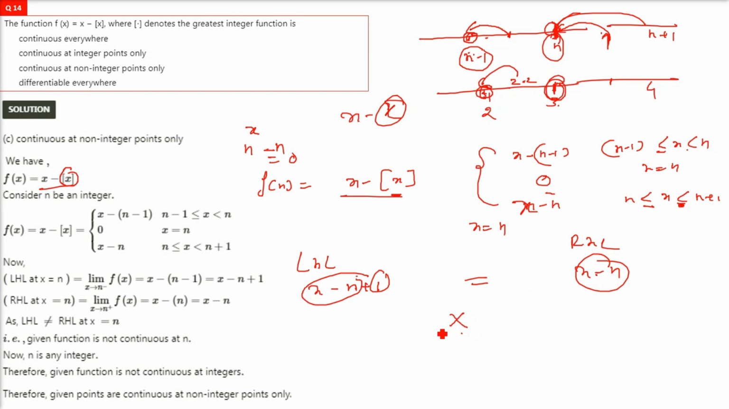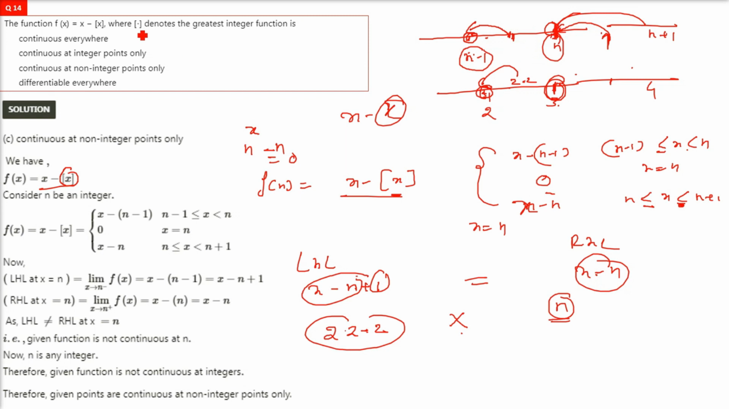You will not even talk about differentiability because it is already not continuous at integer points. But what about non-integer points? At non-integer points, it will be continuous. We have checked at x equals n. But when you check at some value like 2.2, 2.3, 2.8, you will get the left hand and right hand limit as the same. If you do 2.2 minus 2, you will get 0.2, and on the right also you will get 0.2.